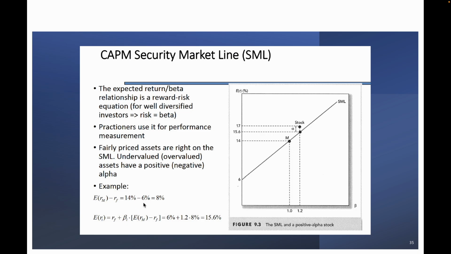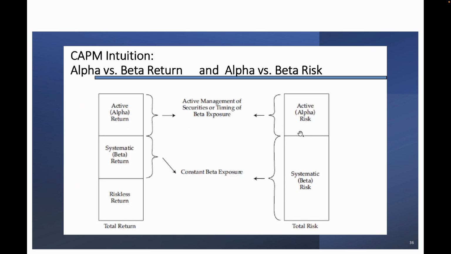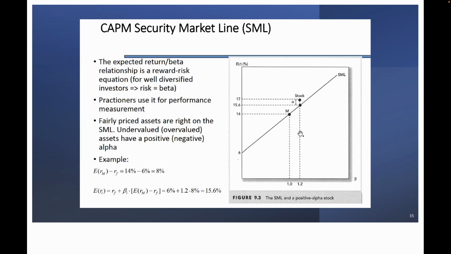So if you have an investment, let's say the BMW stock, and it has a beta of 1.2, then its expected return should be the risk-free rate of 6% plus 1.2 times the market premium, which is 8. So in total 15.6%. We would call that the fair expected return or fair valuation.